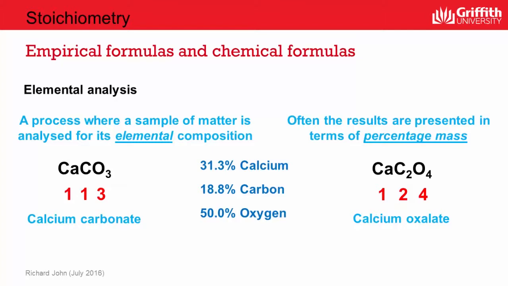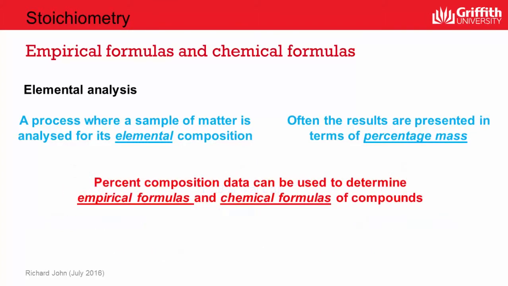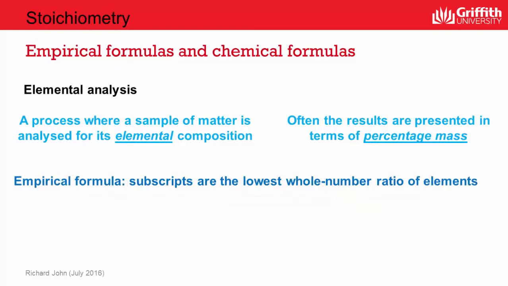So the data that we get back from elemental analysis can't tell us directly what this ratio is, but we can now use our knowledge of moles and molar mass to actually help to determine the empirical formula and therefore the chemical formula. So the percent composition data can be used to determine empirical formulas and then subsequently chemical formulas of compounds. And we should just remind ourselves what an empirical formula is.